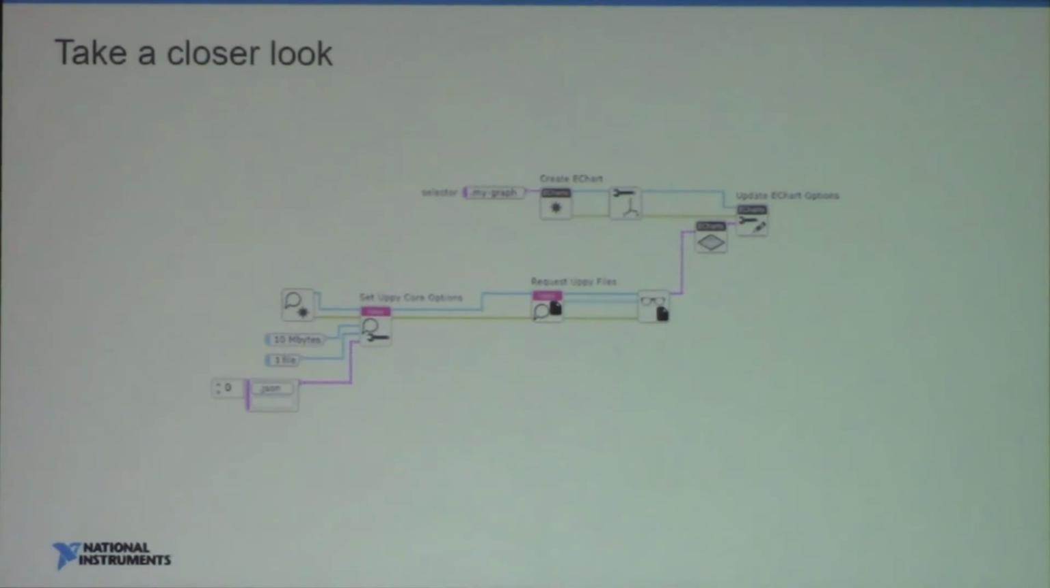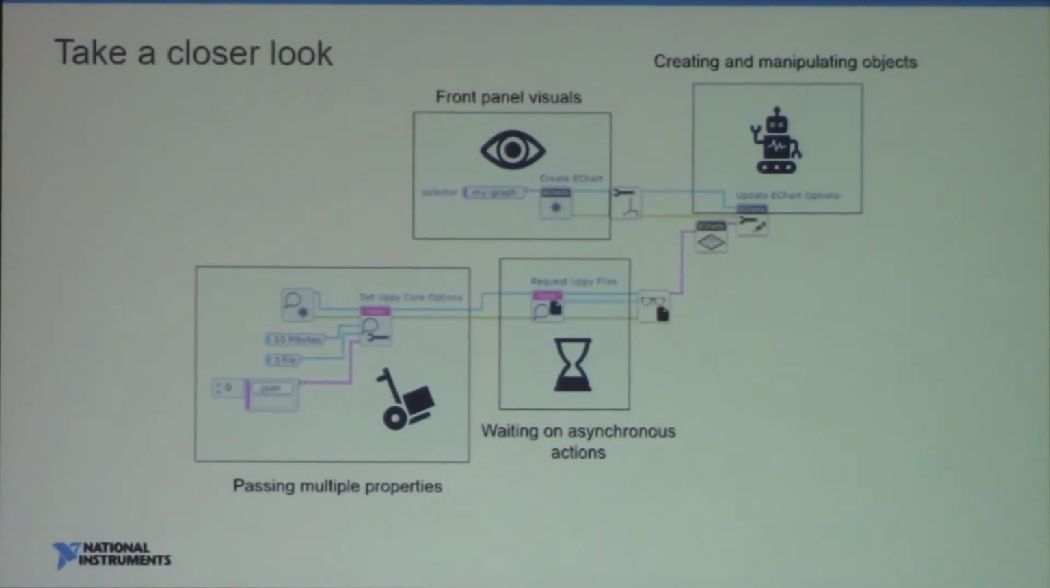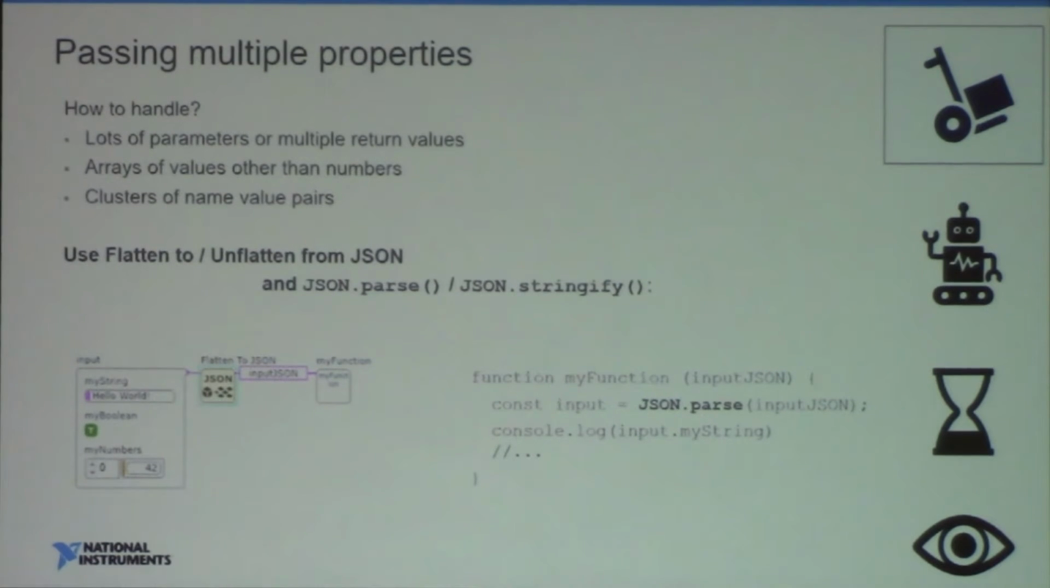So that same diagram, four different things that we want to figure out. How do we accomplish that with the JSLI? Multiple properties, waiting for asynchronous actions, front panel visuals, and manipulating objects. So I'm going to go very high level with this, and the key is go to the GitHub pages after. This is where all these little patterns and code snippets are going to be available.